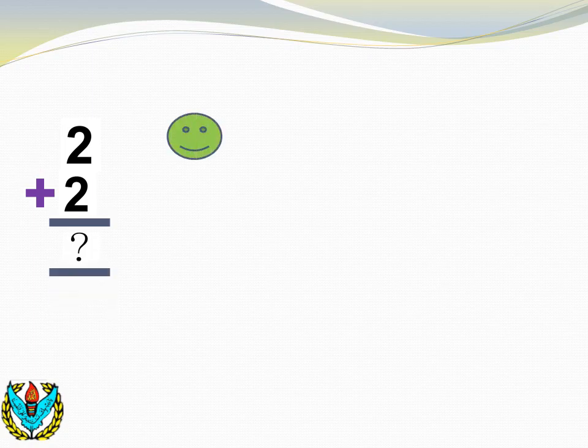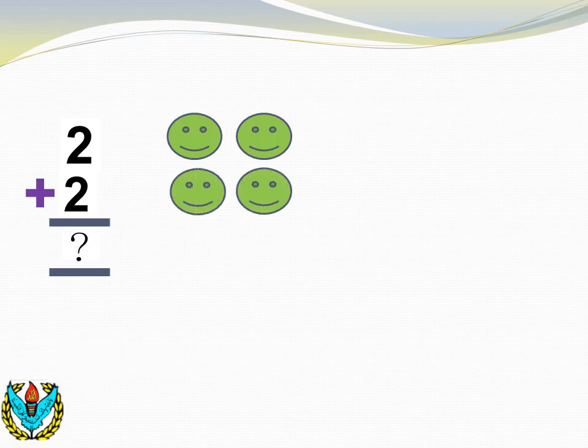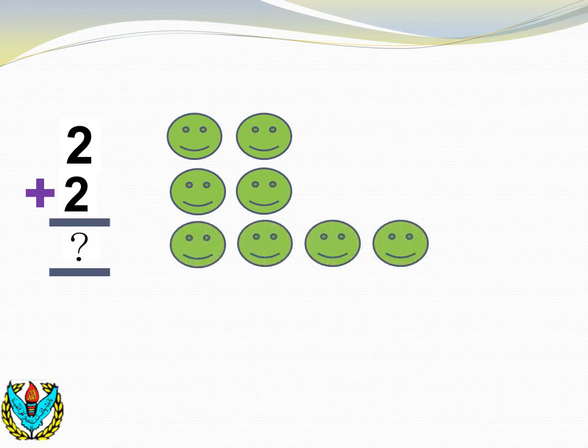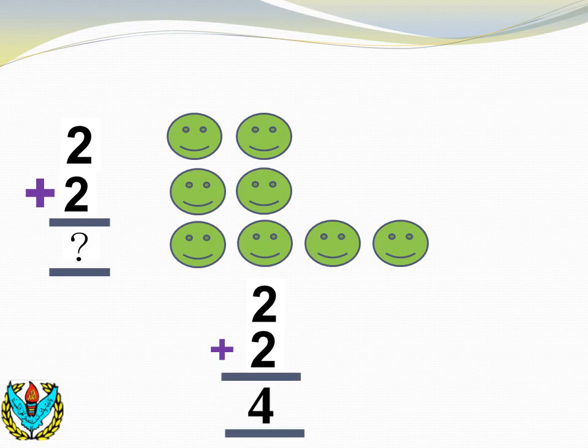Here you can see 2 plus 2. Now again count with me. 1, 2, plus 1, 2. Total is 1, 2, 3, 4. The answer of 2 plus 2 is equal to 4.